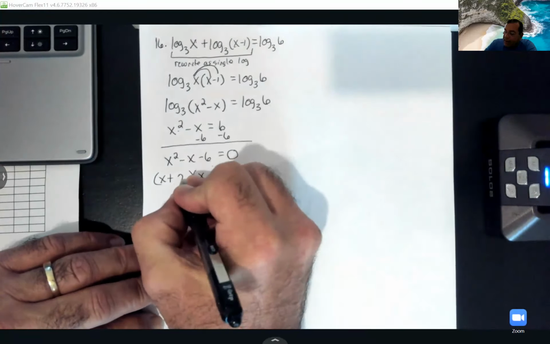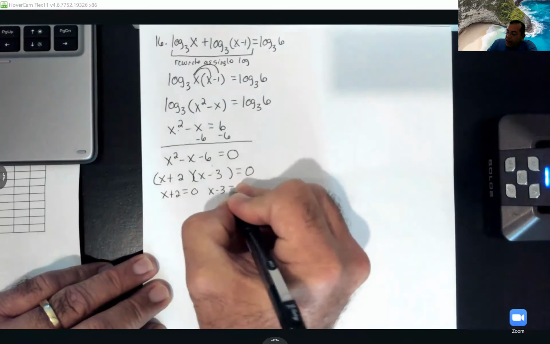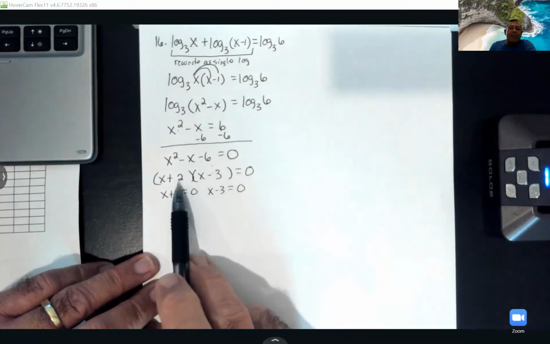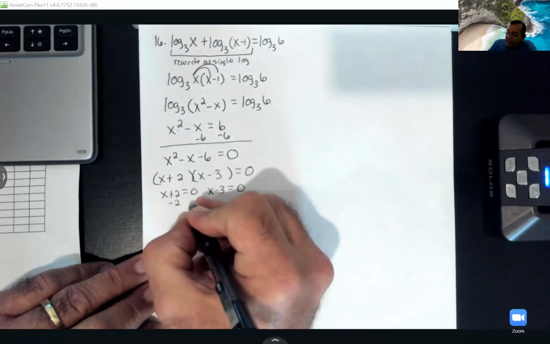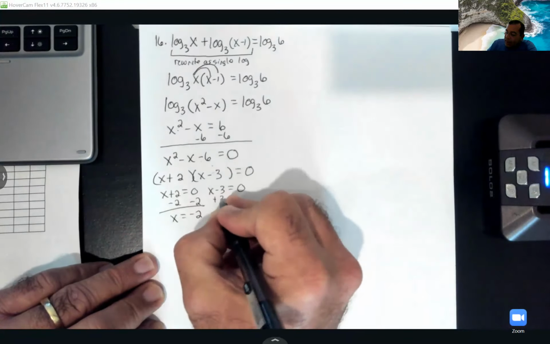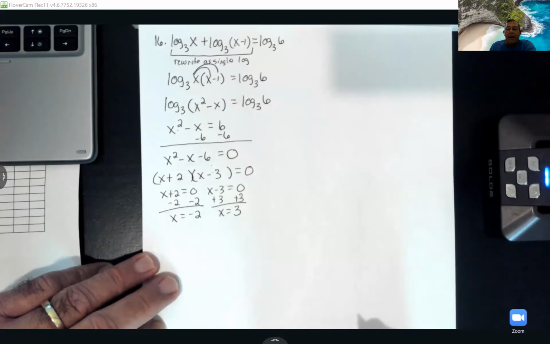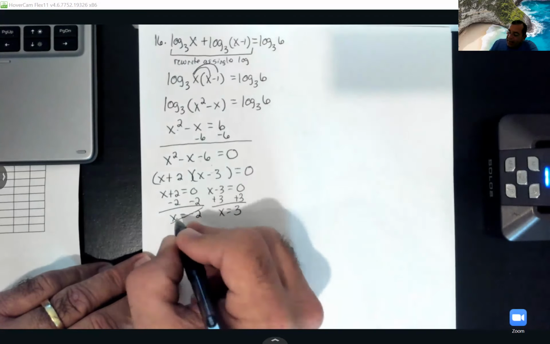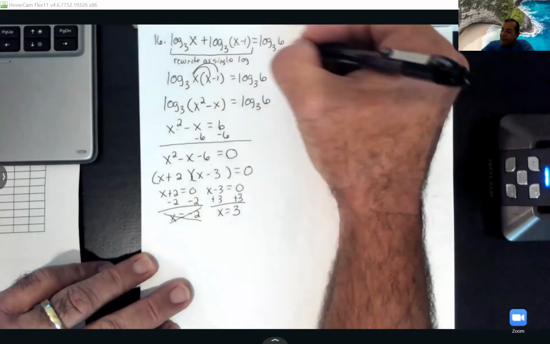All right, so let's just set them equal to 0 to get our answers. And by now you're seeing that all I'm doing is changing the signs on these things. So that x is a negative 2, and over here, x is a positive 3. And guess what? I cannot keep that negative answer there. So the only answer, x equals positive 3.